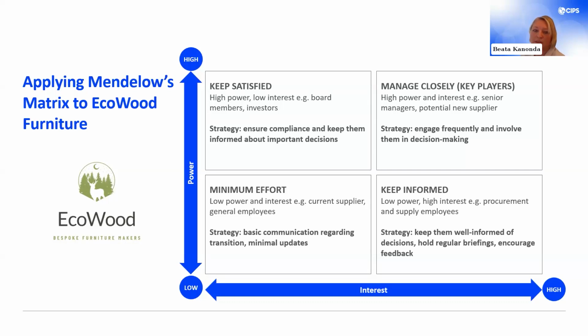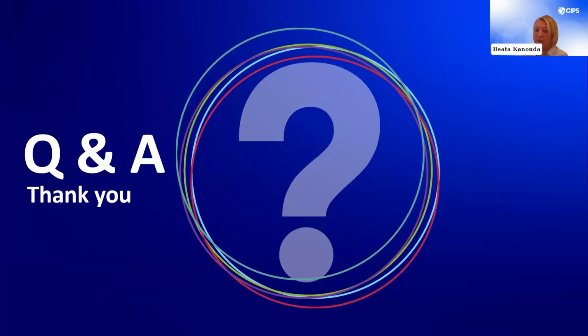By applying this Mendelow power-interest matrix, Joanne can ensure that all stakeholders are effectively managed during this transition away from the underperforming supplier. This approach will help EcoWood maintain compliance, manage risk, and ensure a smooth transition. So that concludes today's session on the three key procurement models: Kraljic Matrix, Supplier Preferencing Matrix, and Mendelow Matrix.